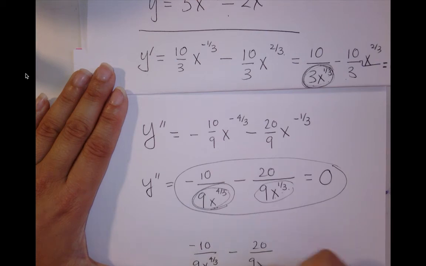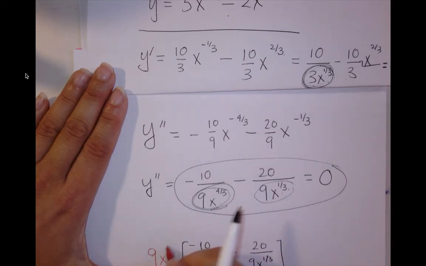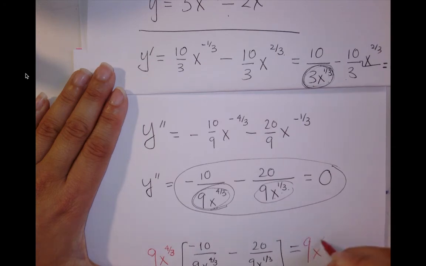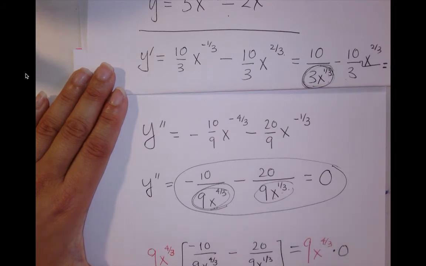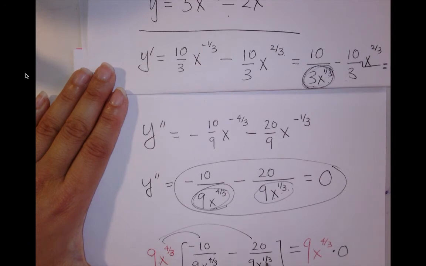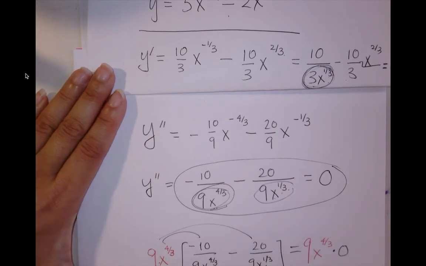So I have my left-hand side, and I multiply this, okay, and then when I multiply this out, these cancel, and I end up with negative 10 minus, now I multiply these, I end up with 20x up top, because 4/3 and then x to the 1/3, 0 over here. And again, I'm assuming x is not equal to 0. Now I end up with this equation.